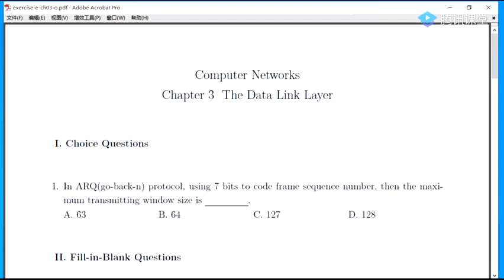Hello, everyone. Today, we continue to illustrate the exercises for Chapter 3. Last time, we reviewed the exercises for Chapter 2 and Chapter 1. Now, we will look at the questions of Chapter 3, the data link layer. Then, we will review the exercises for Chapter 4, the MAC layer.